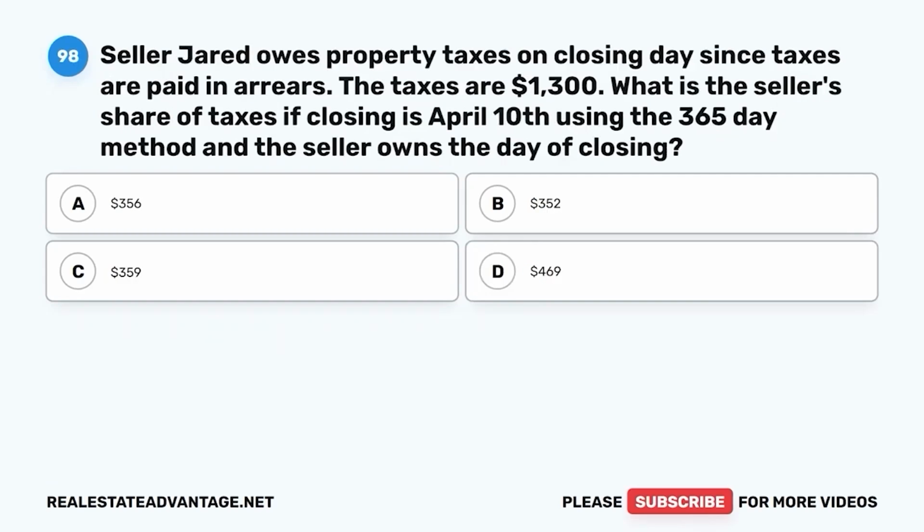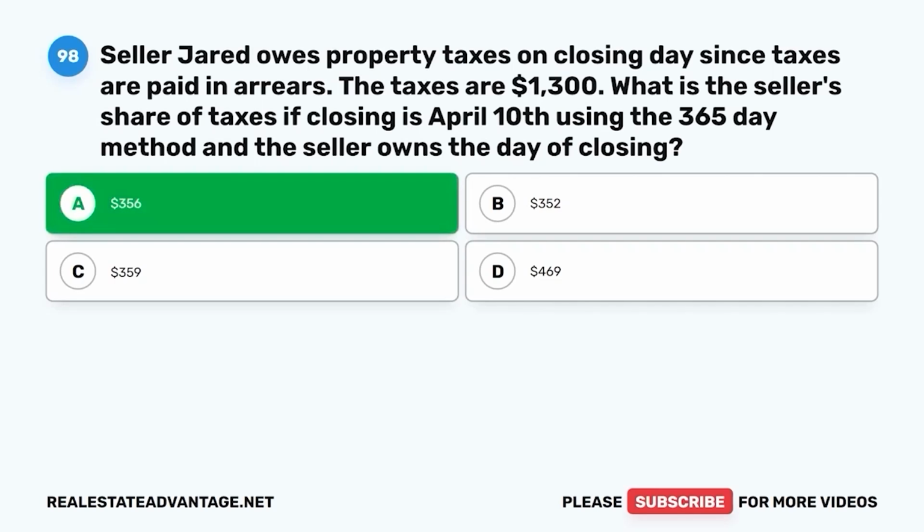Question 98. Seller Jared owes property taxes on closing day, since taxes are paid in arrears. The taxes are $1,300. What is the seller's share of taxes if closing is April 10th, using the 365-day method and the seller owns the day of closing? A. $356, B. $352, C. $359, D. $469. The correct answer is A. $356.